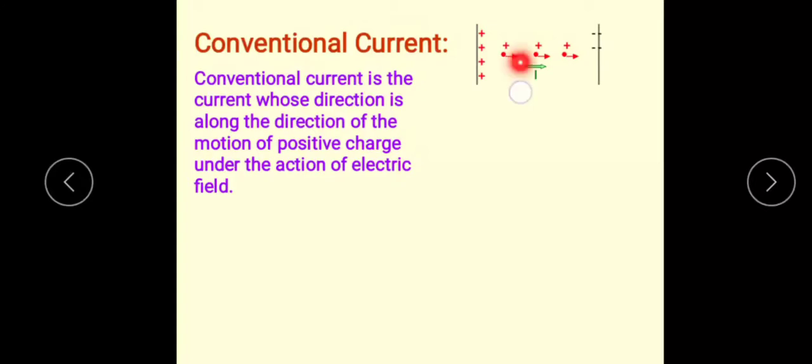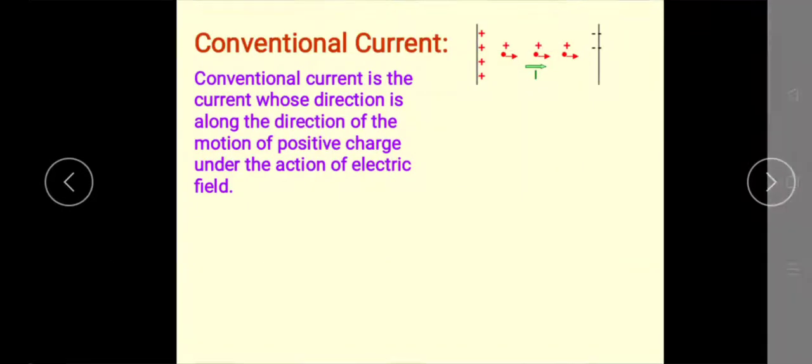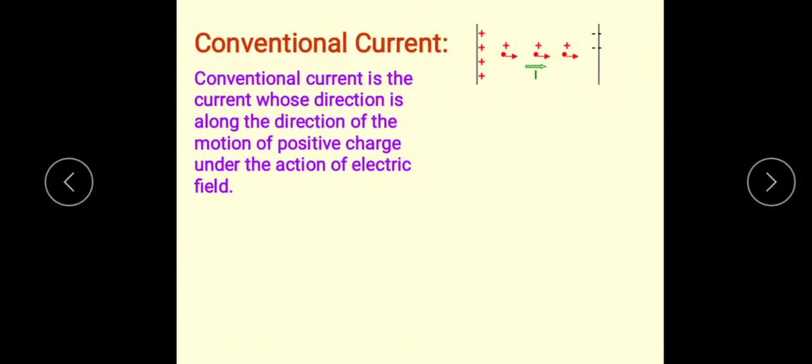As the figure shows, here there are some positive charges. The direction of flow of current is along the positive direction, from positive charge to negative charge. If the charge flows from positive to negative, this type of current we call conventional current.